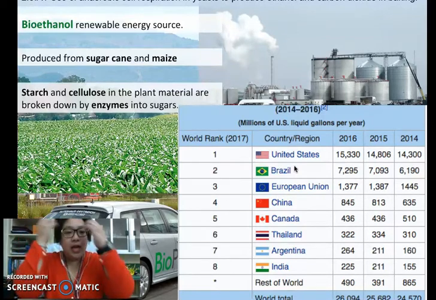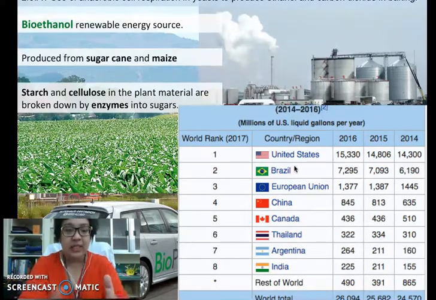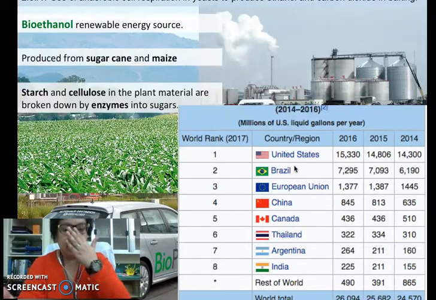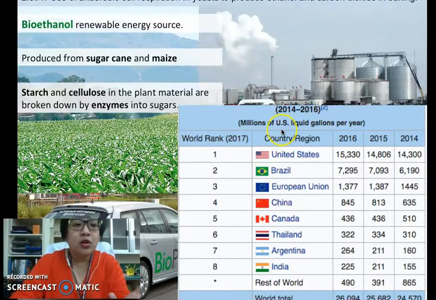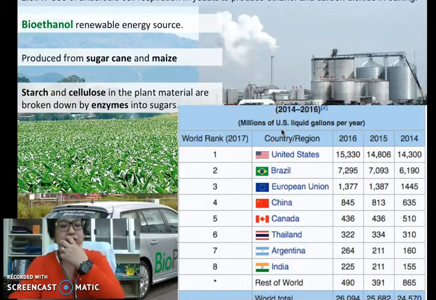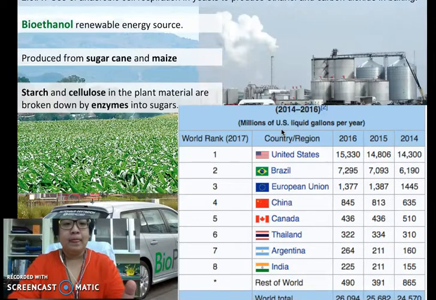So ethanol can also be combusted. If you burn ethanol, you also get a large amount of heat that can power your engines. So why not use ethanol as a source of fuel? It's a renewable energy source. It means we don't have to keep digging or mining for fossil fuels. We can just use microorganisms in the lab to make ethanol for us.